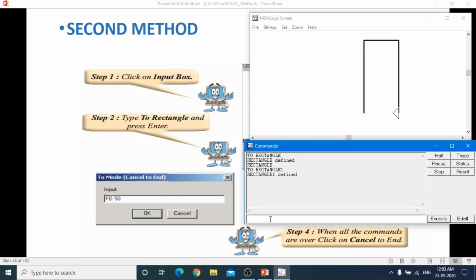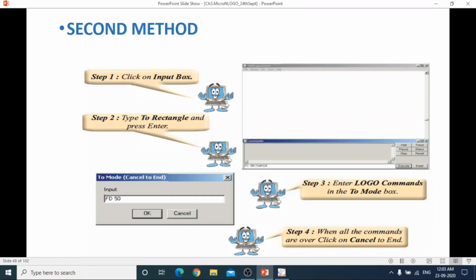I am going to call it first. We should clear the screen, CS. Now rectangle 1. Now the rectangle is there. In this way there are two methods we can write the procedure, okay.